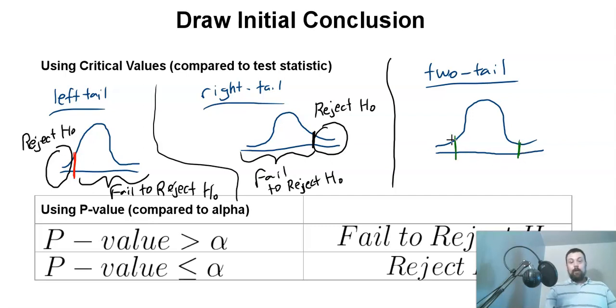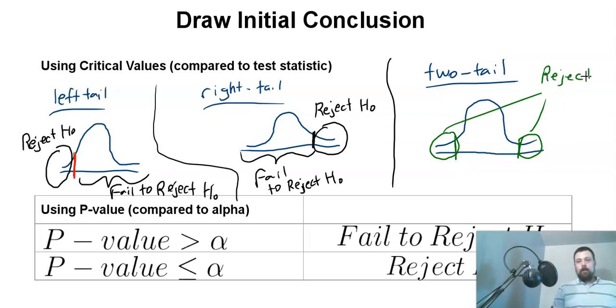You'll have two critical values. And if your test statistic crosses either of them further into either tail, you are going to reject the null hypothesis. But if it's in between, you would fail to reject. All right, so that's how you use the critical value to draw your initial conclusion.